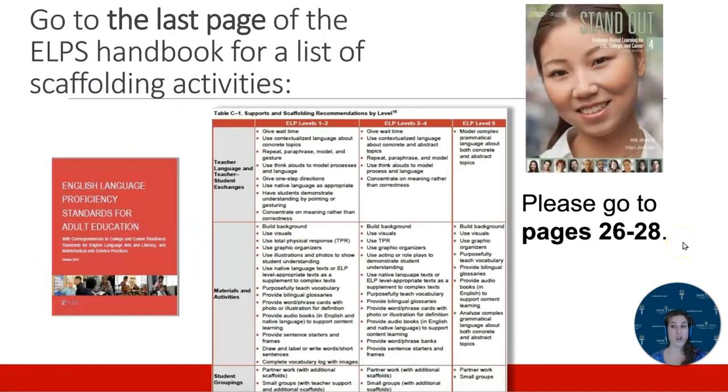If you take a look towards one of the last pages of your ELPS booklet, there is a list of some scaffolds. This is here for you to take a look if you need some ideas of different ways to scaffold activities. This is not an exhaustive list, but it is a good idea and a good starting place if you need to look at it.